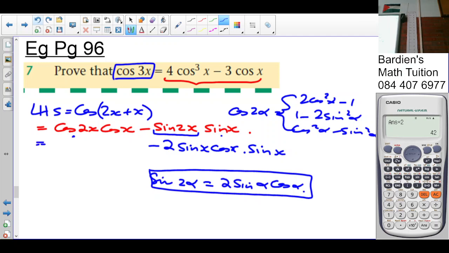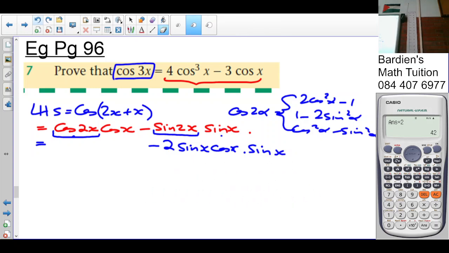The reason why I keep this cos of 2x and do that second is because cos of 2x could have been one of 3 identities you could have used. It can be written as 2 cos squared alpha minus 1, or 1 minus 2 sine squared alpha, or cos squared alpha minus sine squared alpha. It can be any one of those 3.